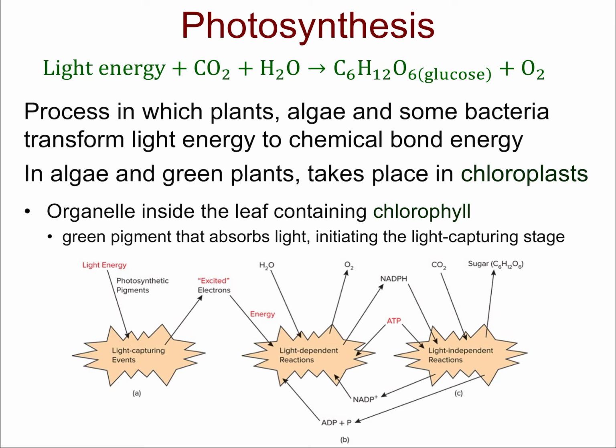The organelle inside the leaf contains the chlorophyll, the green pigment that absorbs the light and initiates the light capturing stage. And there are going to be light independent reactions. So at night, when we don't think that plants are doing anything, they are actually still undergoing photosynthesis. There's just going to be a light dependent reaction they get during the daytime with the sun, and then at night they're going to go on and produce the sugar. So believe it or not, plants are always producing energy.